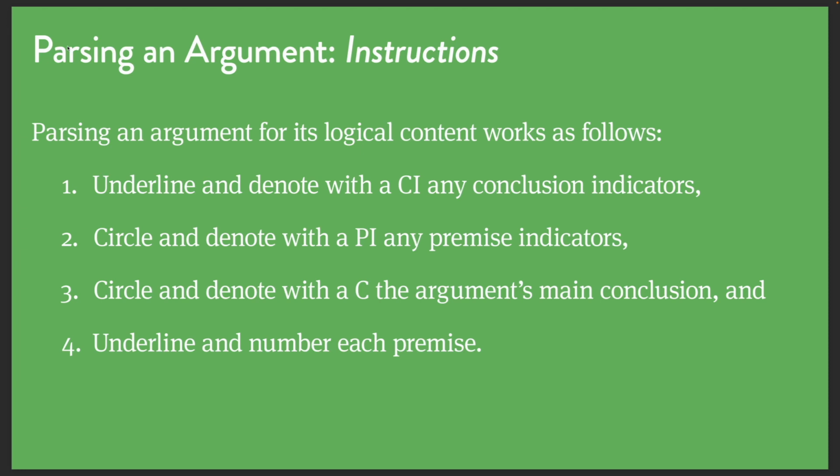The third step is to circle and denote with a C the argument's main conclusion. So then you know where this is all headed. Sometimes the main conclusion will be at the beginning, which is usually happy, but some people like to be a mystery writer and put the main conclusion at the very end. But wherever it is, circle it and denote it with a C. And then finally, you can underline and number each premise, each reason that's being given for why to believe that the conclusion is true.